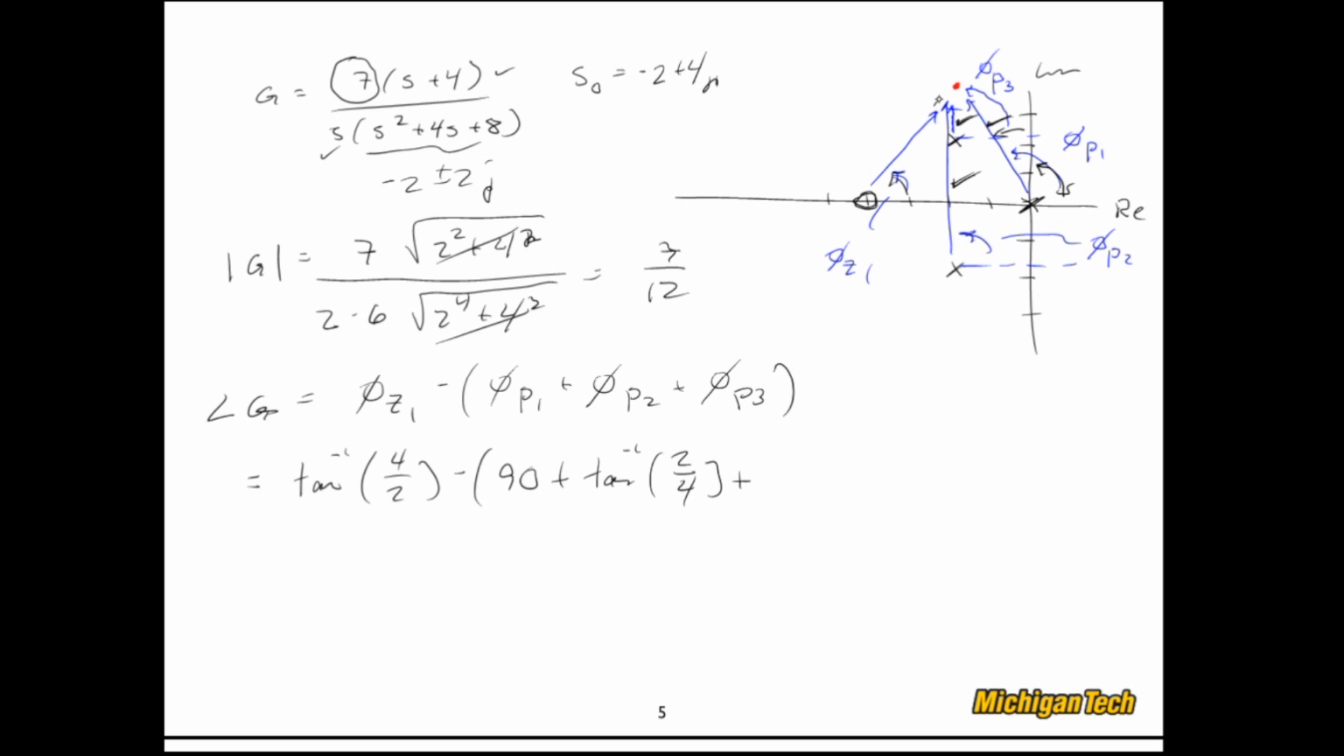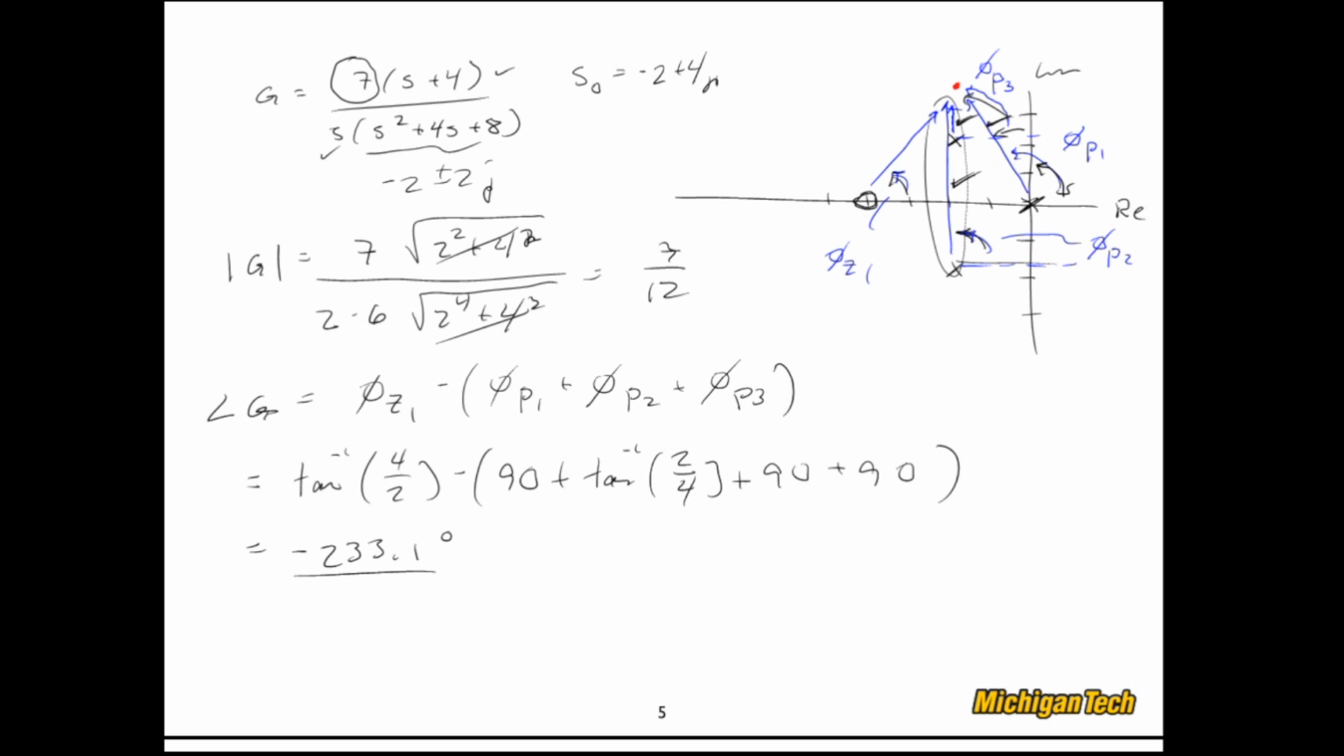And then we have the phase angle associated with those two arrows. I have two, each at 90 degrees. That's phi p2 and phi p3, 90 plus 90. And you add all that up and you get negative 233.1, exactly what we had before.